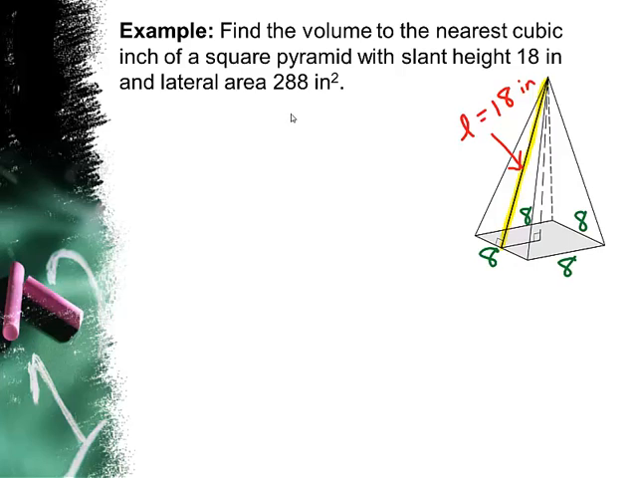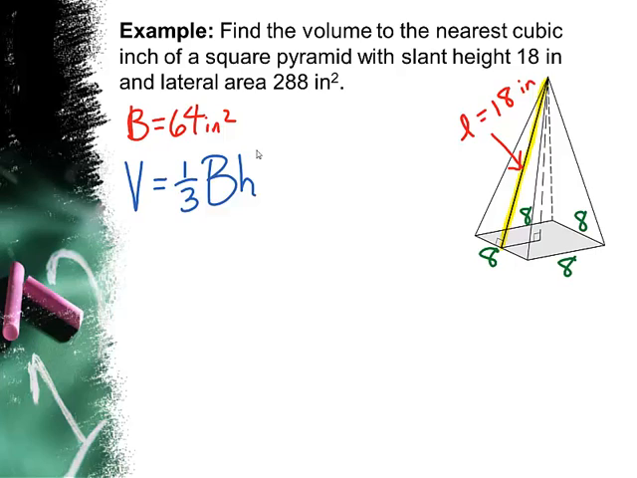So continuing on with this problem, I know the base area is 64 inches squared, and I'm trying to find this volume, 1/3 base times height. So I have the base, I still need the height, right here. Now, if you look at it, there's another piece here. These three pieces form a right triangle. I actually know this piece because it's halfway across a square. It's going to be half of 8, which is 4.